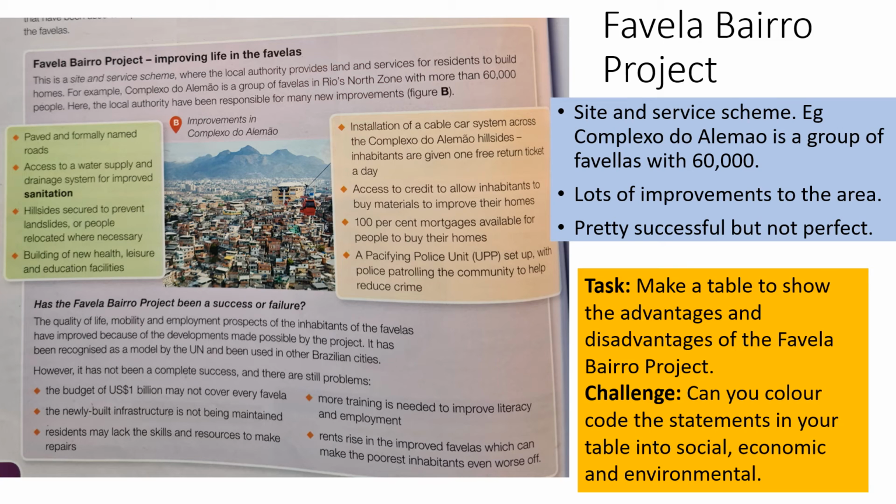Now, here is your task. Make a table of the advantages and disadvantages of the Favela Bairro project. And the challenge as you do that is, can you color code these statements in the table into social, economic, and environmental factors? Some of them will likely be more than one, so it might be social and economic, or economic and environmental, for example. Pause the video here so you can do the task before moving on.